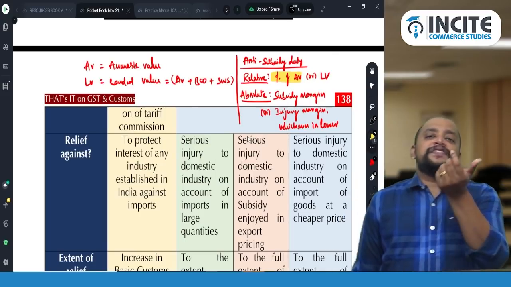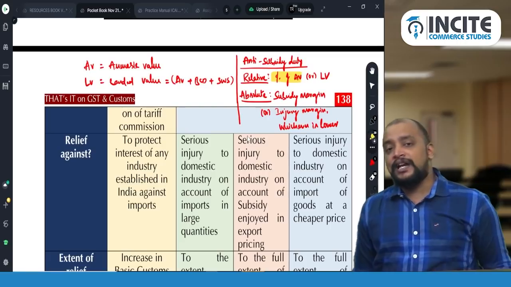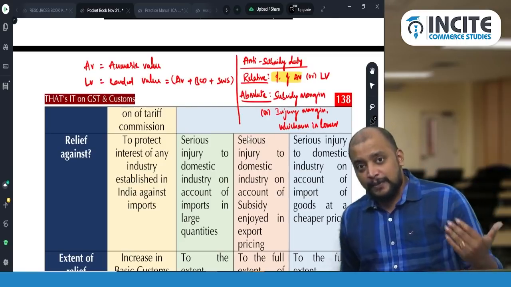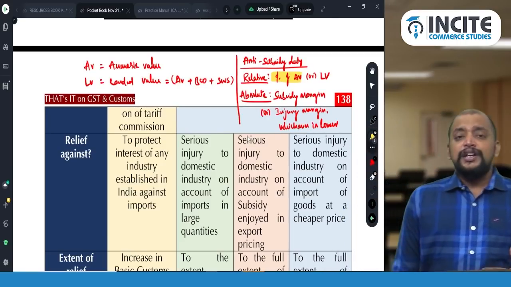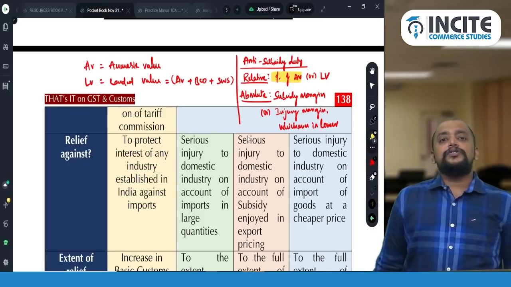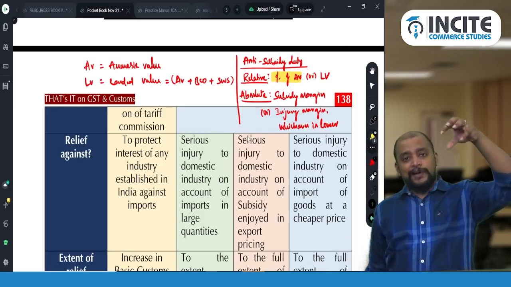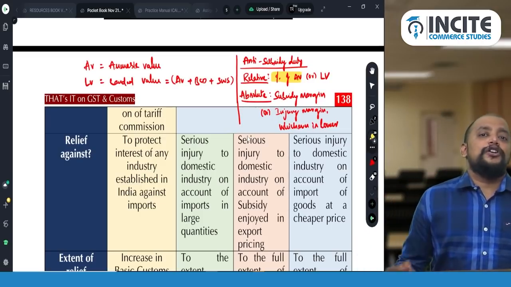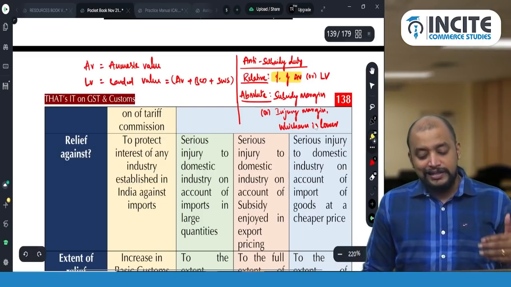The amount of subsidy, how much subsidy has been granted on that product, that is known as subsidy margin. Injury margin: who is getting injured? The domestic manufacturer is getting injured. So we need to take the normal selling price in India minus landed value of the imported goods as the injury margin.